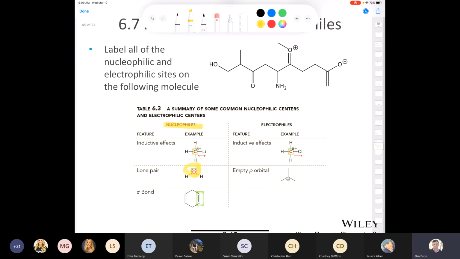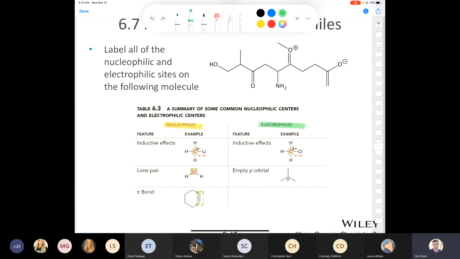What about a lone pair? I went over that, and I also went over a pi bond, why those could be considered nucleophilic, again, in the right environment. If we're talking about electrophiles, those are electron lovers. They're going to be positive or partially positive. An example would be a carbocation is a great electrophile, or if you have a carbon atom that is partially positive, it's going to make a good electrophile.